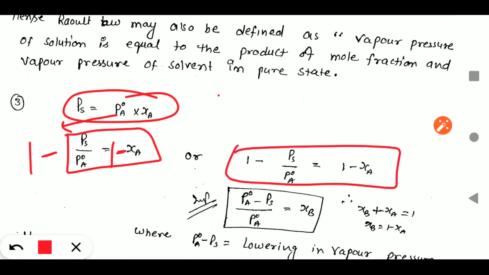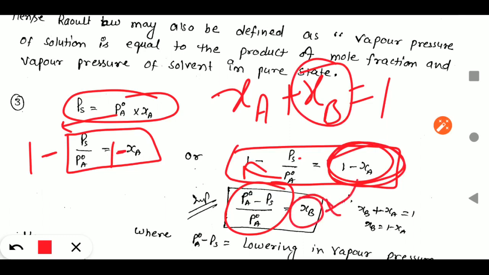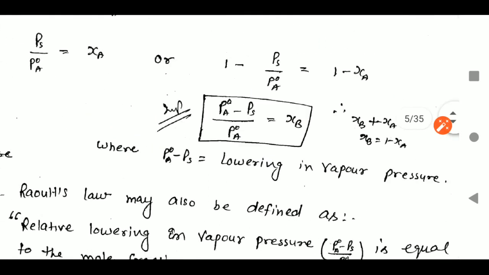Now take the LCM, or you can multiply cross. P naught A minus PS upon P naught A. And last time I told you the mole fraction of both components is always equal to 1. So what is this? 1 minus XA is equal to what? It is equal to XB. So in place of XA I am putting XB. So this is another definition of Raoult's law.